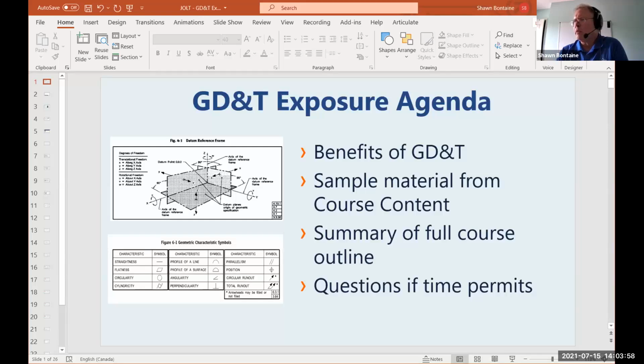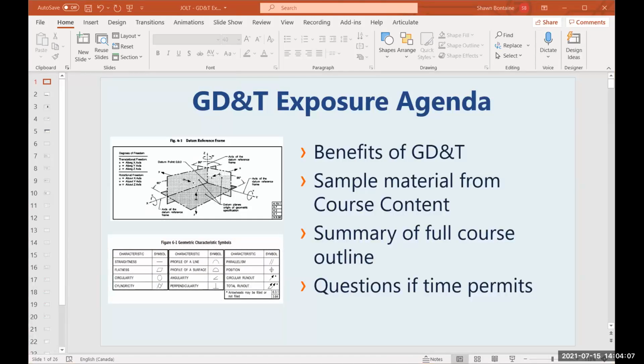I'm going to go ahead and turn off my camera just to make sure that I'm not blocking any of the screen that you're seeing. Today, what I'd like to do with you is talk a little bit about the benefits of geometric dimensioning and tolerancing and why we take the time to apply GD&T to our drawing packages. I also want to give you a sample of material from the actual course.